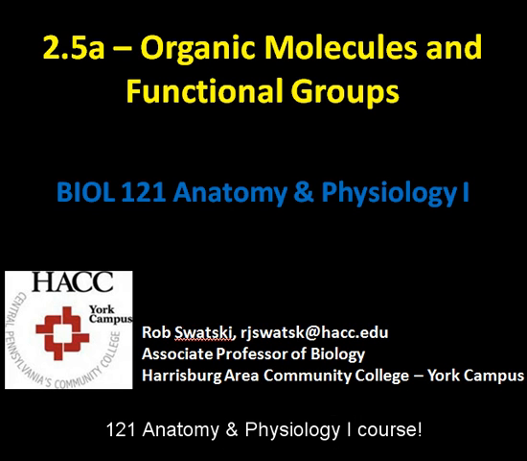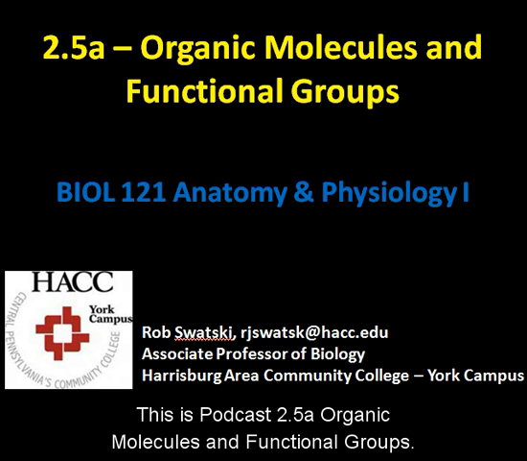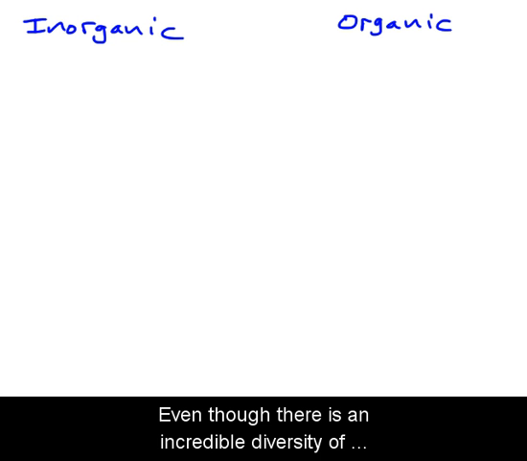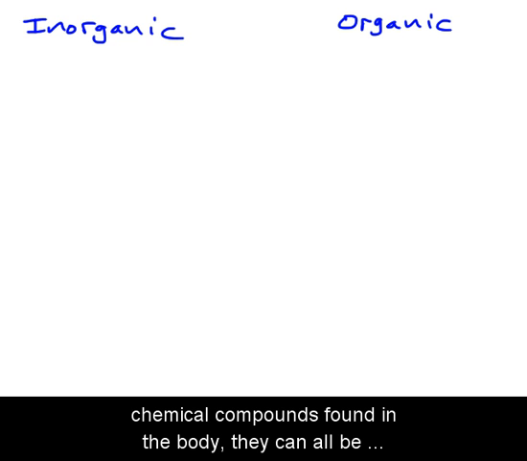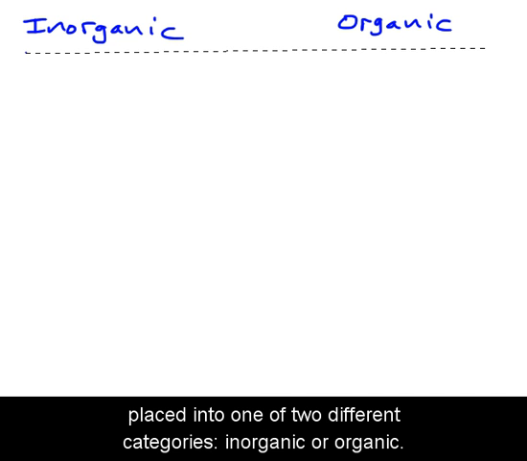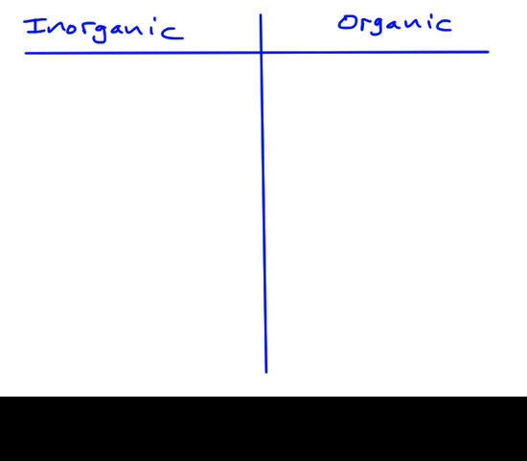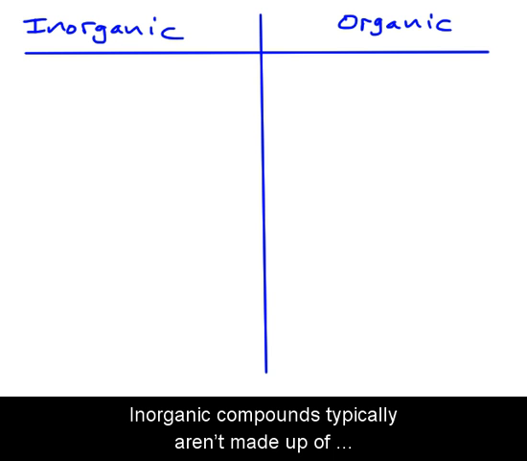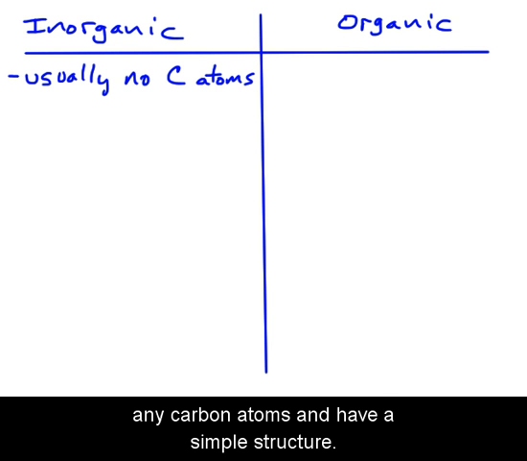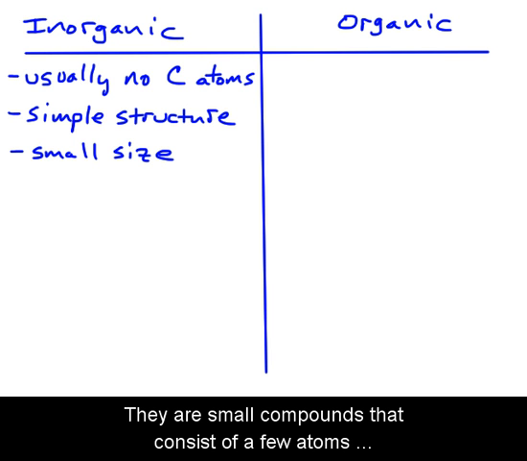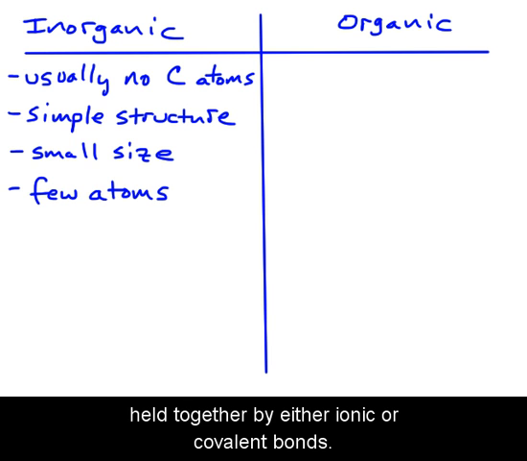This is podcast 2.5a, Organic Molecules and Functional Groups. Even though there is an incredible diversity of chemical compounds found in the body, they can all be placed into one of two different categories, inorganic or organic. Inorganic compounds typically aren't made up of any carbon atoms and have a simple structure. They are small compounds that consist of a few atoms held together by either ionic or covalent bonds.